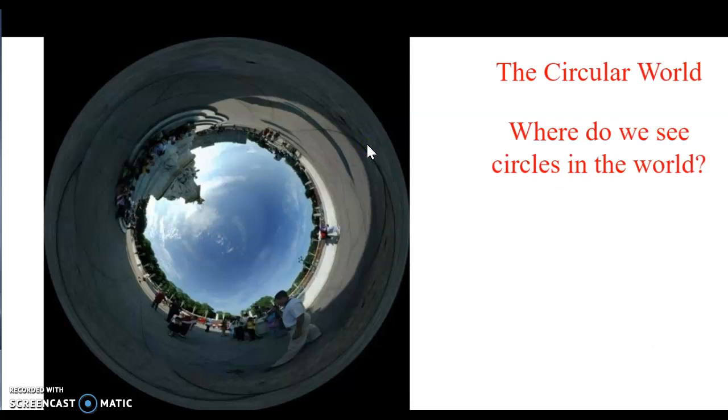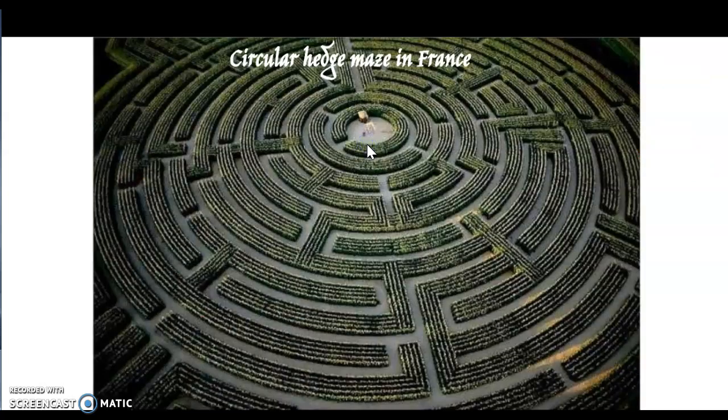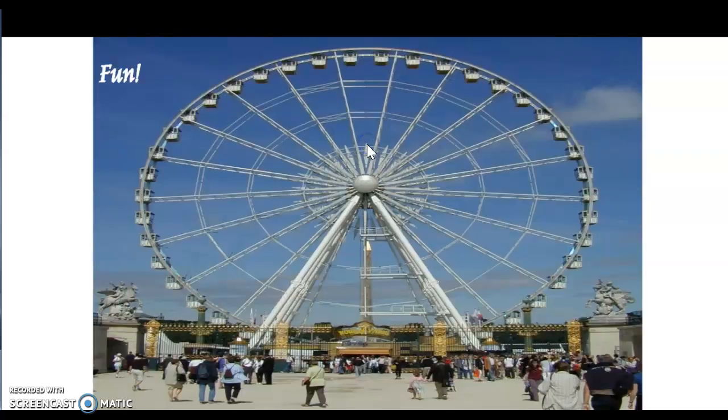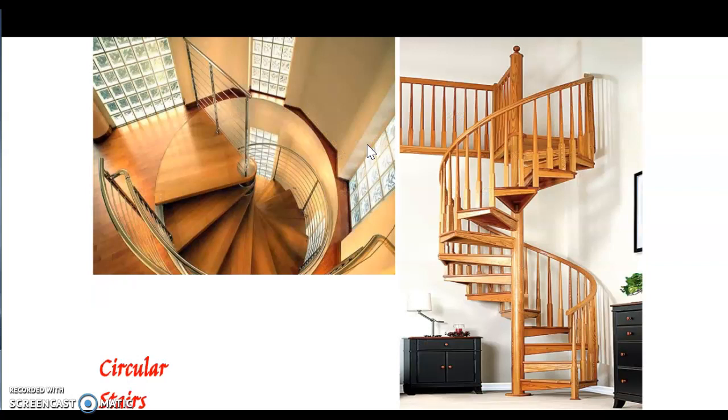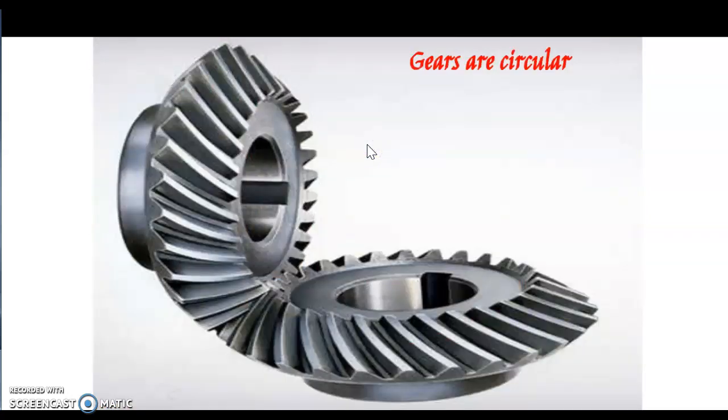So why do we care about circles? Well, we live in a very circular world. Where do we see circles in the world? In France, you see this cool maze, which I would love to visit, or you see it in amusement parks, or in architecture. It's very beautiful, so you see it everywhere, like in this circular staircase, or in everyday life in gears and in machinery.